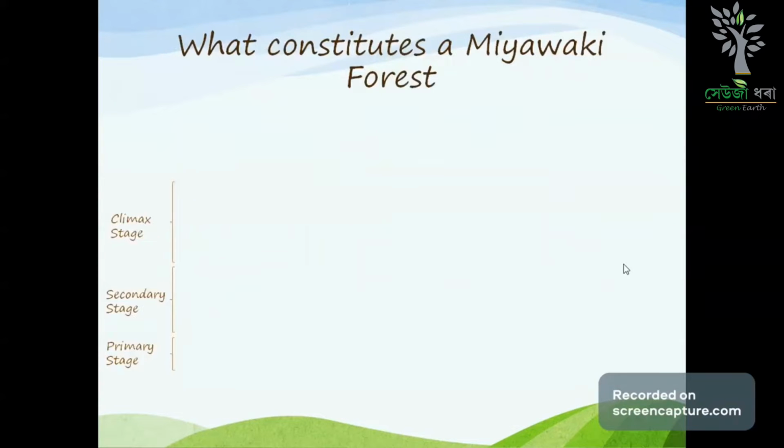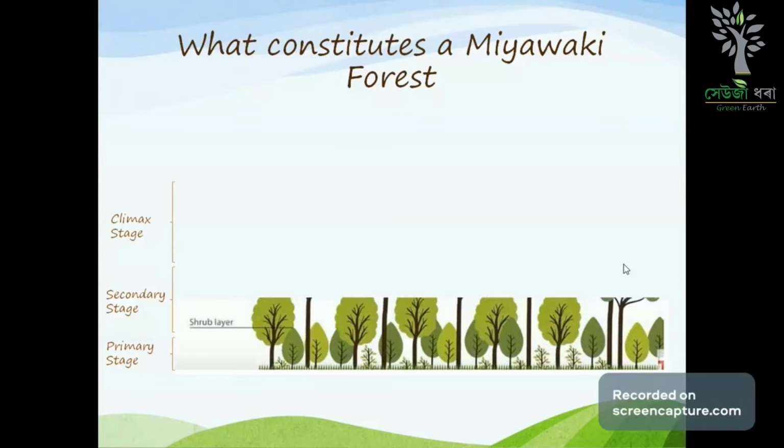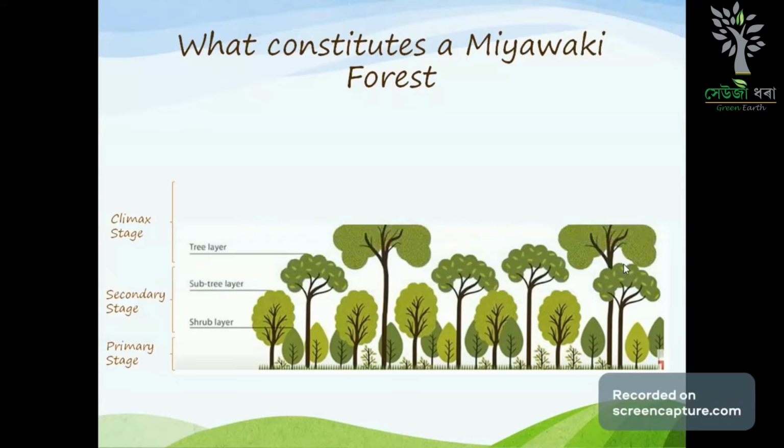So what constitutes a Miyawaki forest? To understand a Miyawaki forest, let's first understand what a conventional forest is and how it grows. A conventional forest grows in stages. In the primary stage, grasses and small shrubs grow, and then subtrees grow, then big trees grow, and finally you have canopy trees, the very big trees. So you have different layers in the forest: shrub layer, subtree layer, and canopy layer. These are different stages: the primary stage where grass and shrubs grow, then a secondary stage where subtrees grow, and then the climax stage where the canopy trees grow.